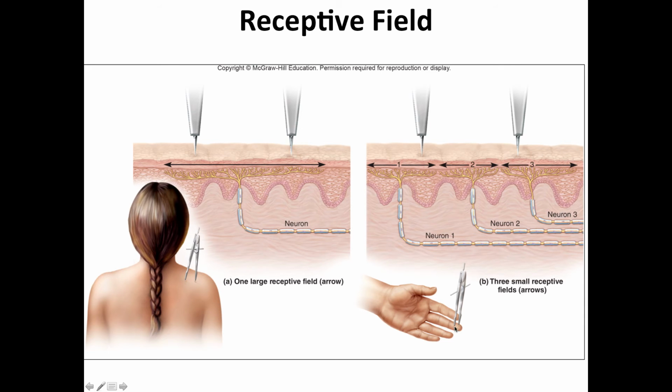However, when you look at the fingertips or even the bottoms of the feet or your lips or your tongue, you find that the neurons tend to be more numerous and they tend to have smaller receptive fields. This increases their two-point discrimination. So very well illustrated here by the fact that this particular needle is going to stimulate neuron number 1, while this particular needle stimulates neuron number 3.